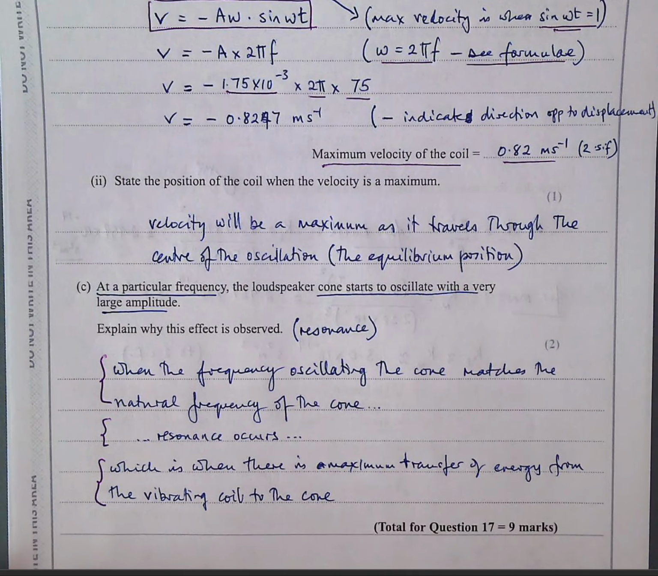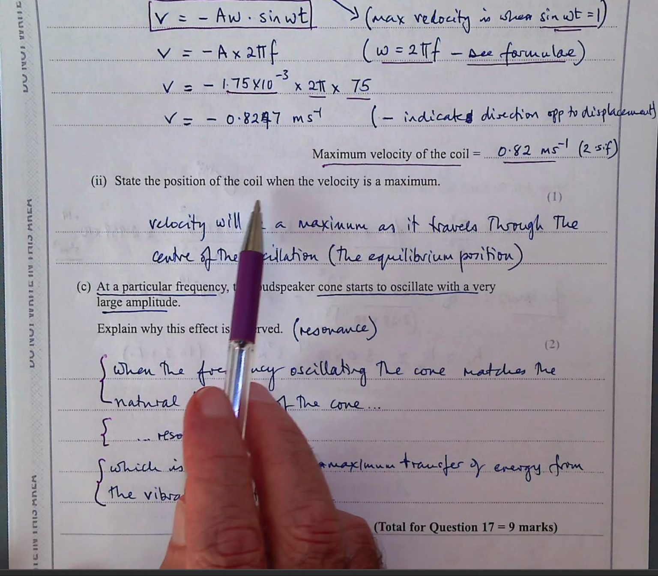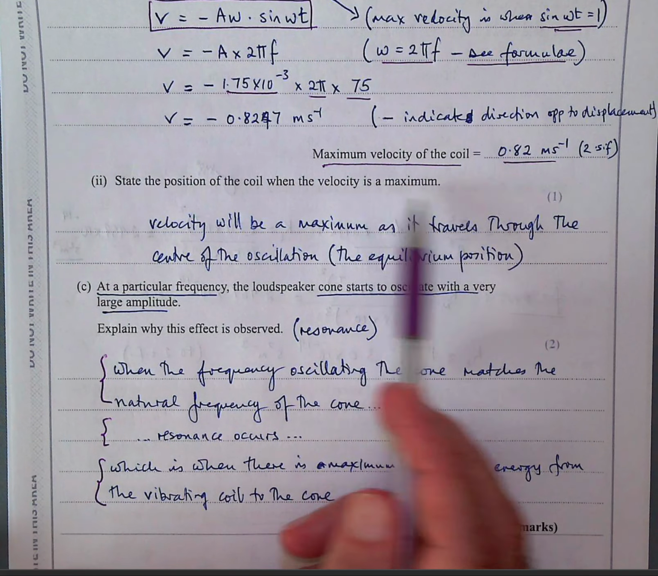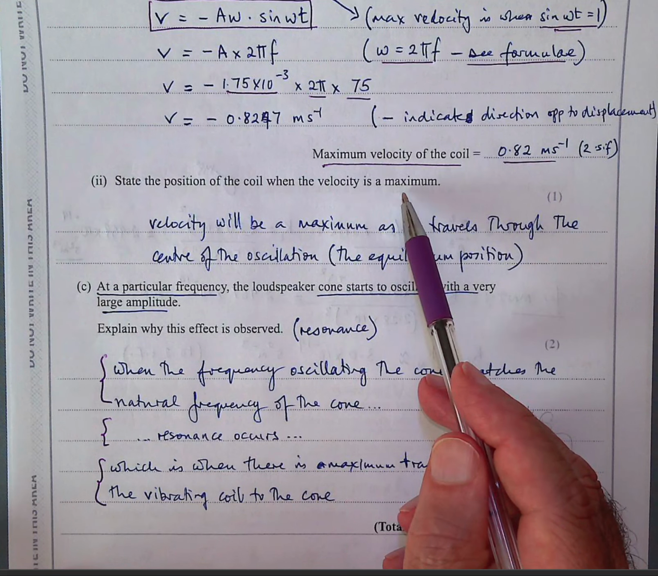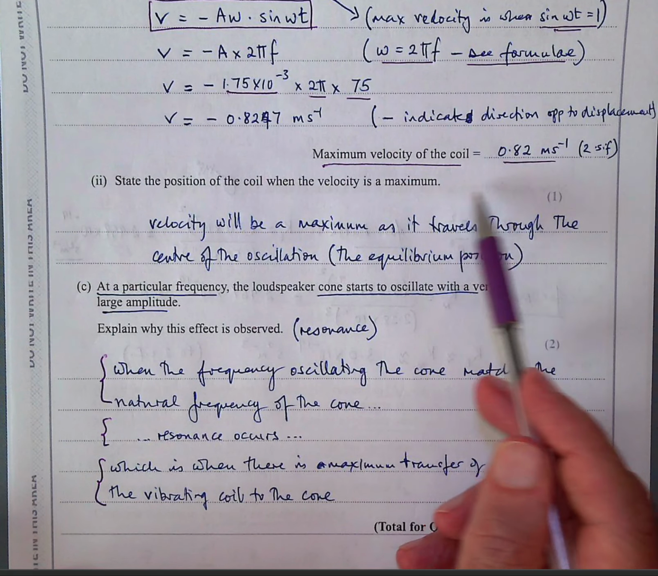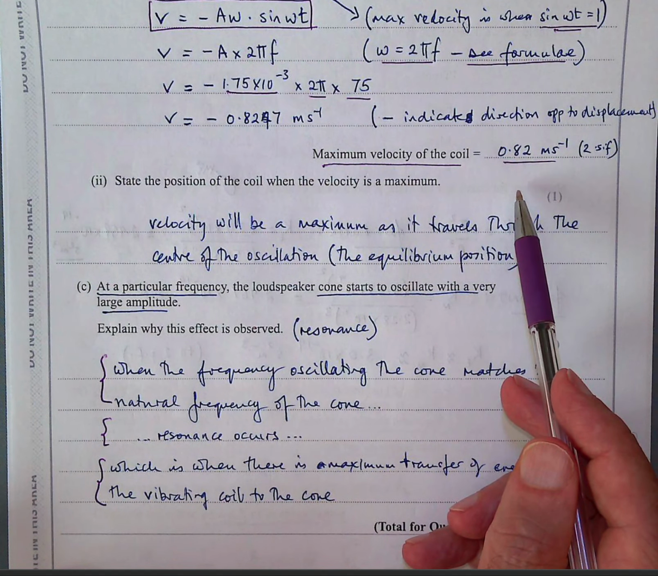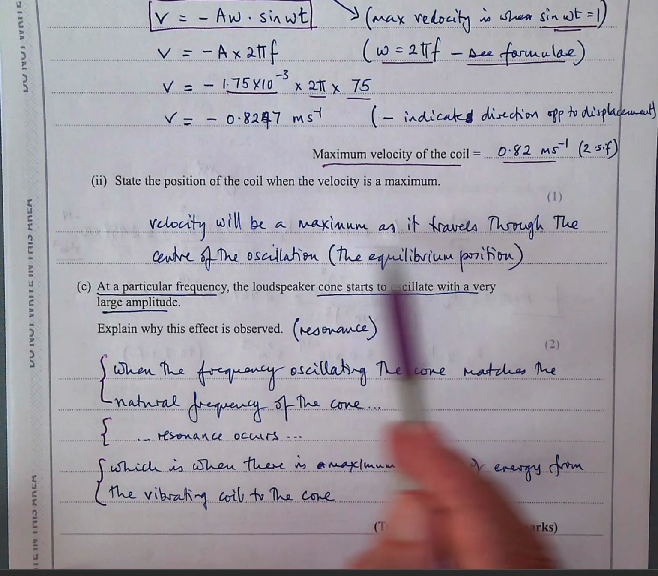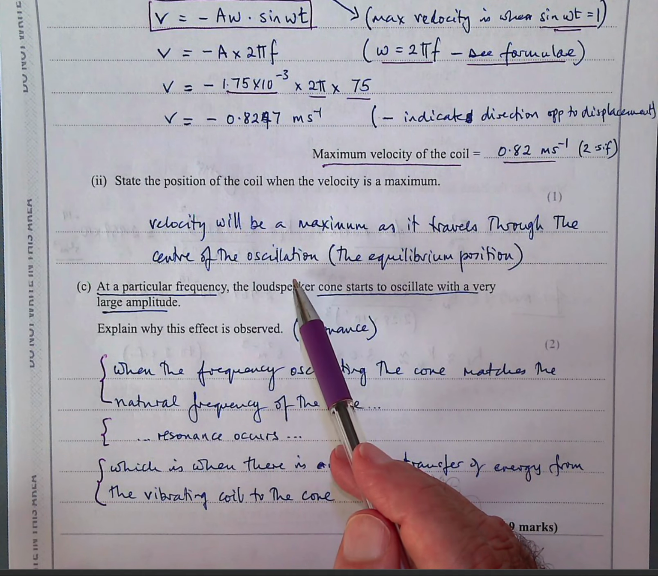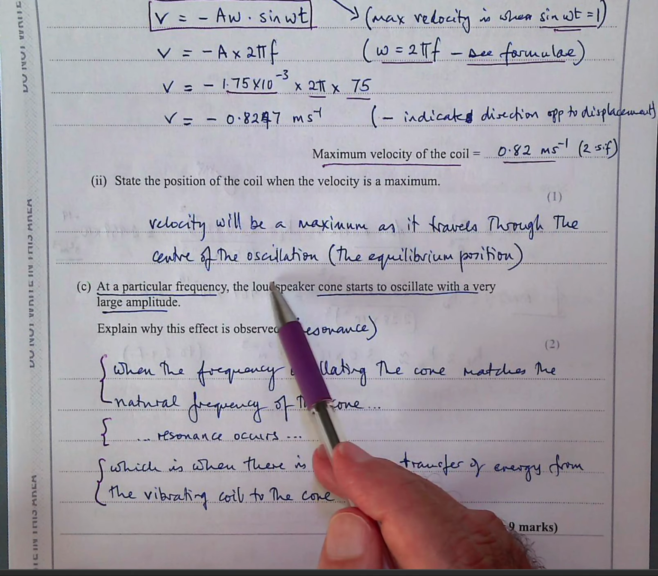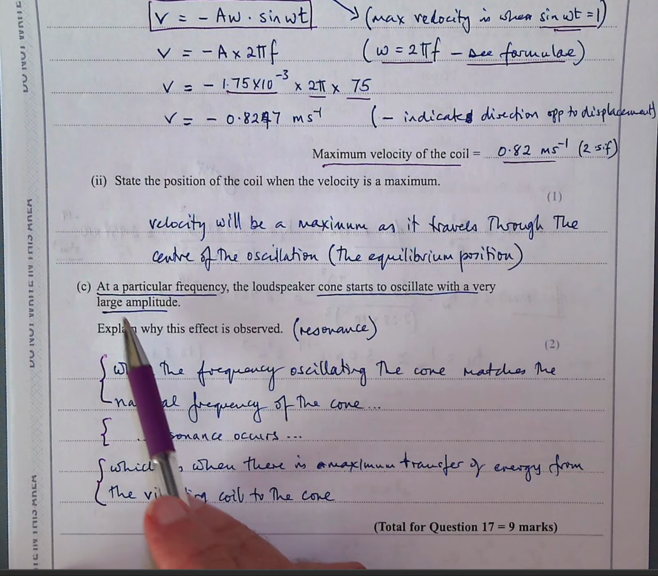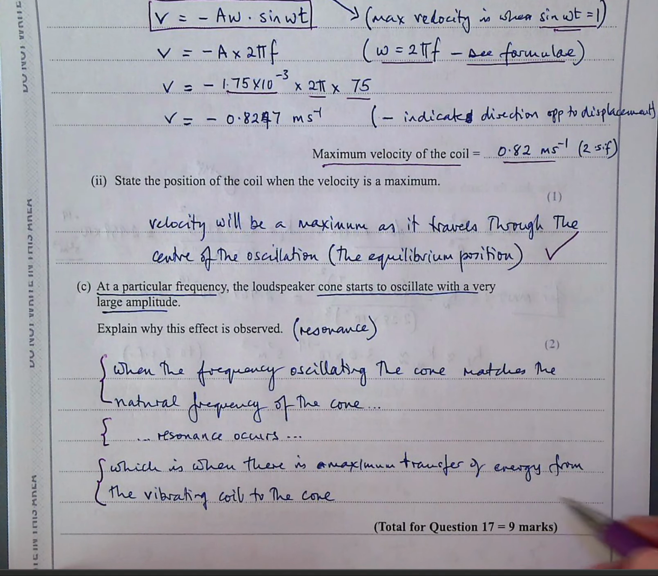The next bit: state the position of the coil when the velocity is at the maximum. Well, when the displacement is at its maximum, at the end, the velocity will be 0. At each extreme it turns around, so the velocity must be 0. So it's in between. The velocity will be a maximum as it travels through the center of the oscillation. It then slows down because it's decelerating, gets to 0, and then returns back through the equilibrium position at maximum velocity again. So that's just knowing that.